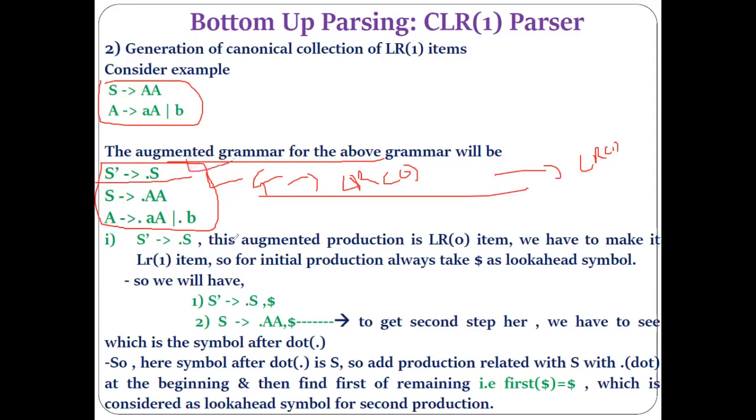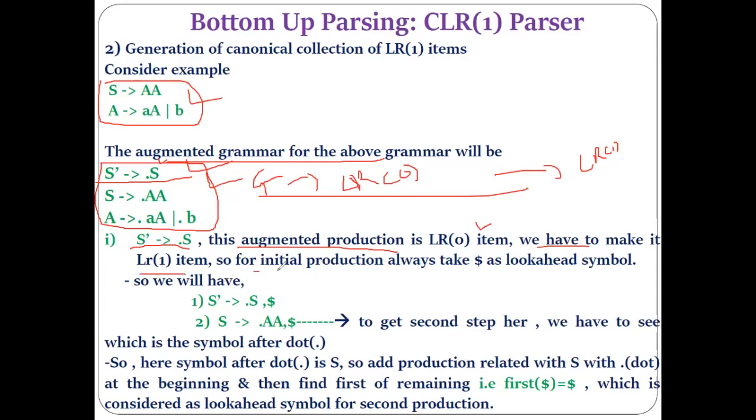If you see the first production, S dash derives dot S. Now this is the augmented production. You can see this is the augmented production, because our original grammar is like this, but we have added the extra production. That is the reason it is called the augmented production. And this is the augmented production with the LR0 items. We have to make it LR1 items.